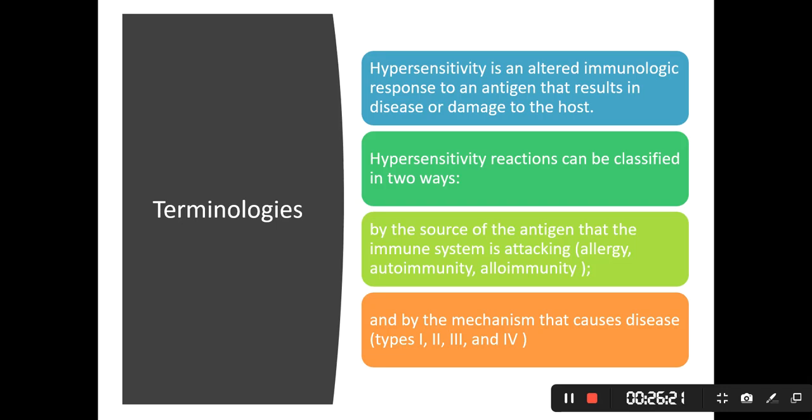Now that is one type of autoimmune disease. When the immune system goes abnormal, it is also called a hypersensitive condition. Hypersensitivity is an altered immunologic response to an antigen, and it is, as I said, an abnormal response. All these abnormal immune responses come under hypersensitive reactions. Hypersensitive reactions can be classified on the basis of two things: either by the source of the antigen that is affecting, that is, allergy, autoimmunity or alloimmunity, or on the basis of types 1, 2, 3 and 4, which we'll see shortly.